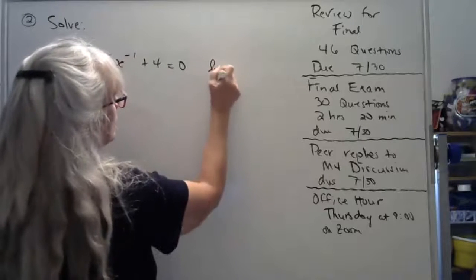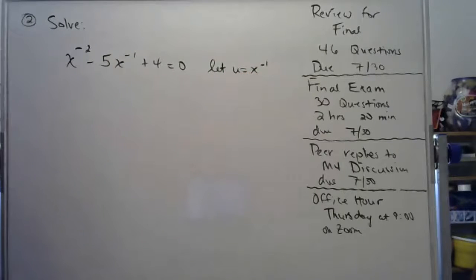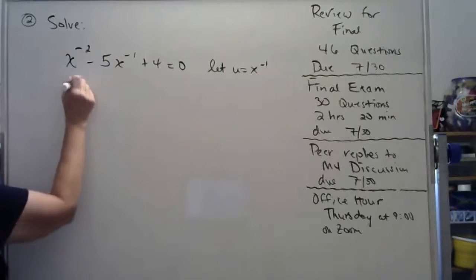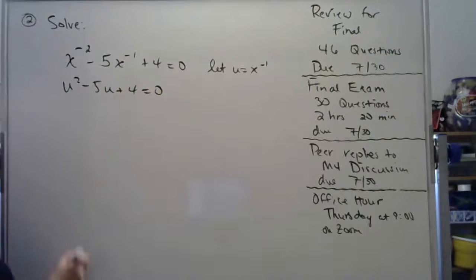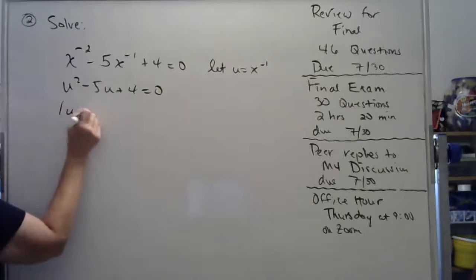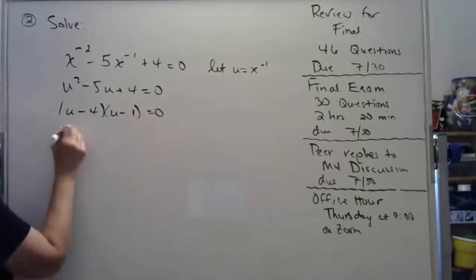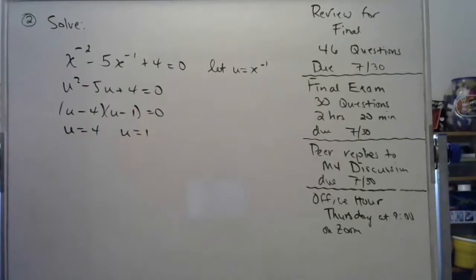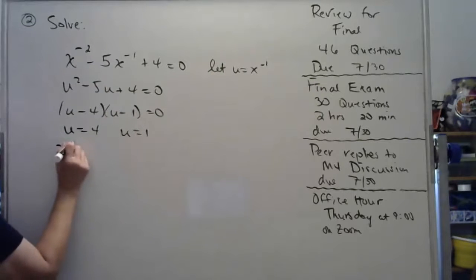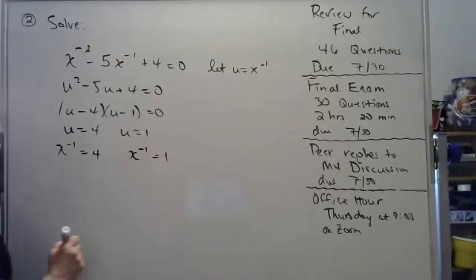We're going to come in and let u equal x to the negative 1. So that first term becomes u squared minus 5u plus 4 is equal to 0. Which factors: u minus 4, u minus 1. So u equals 4 and u equals 1. But then you have to unsubstitute. So x to the negative 1 equals 4 and x to the negative 1 equals 1.